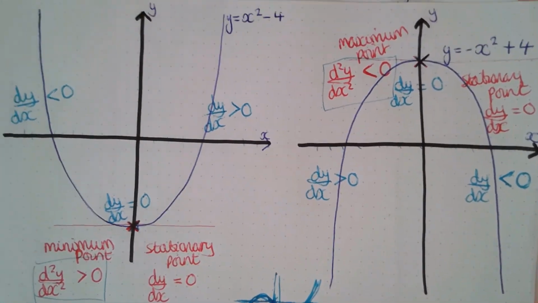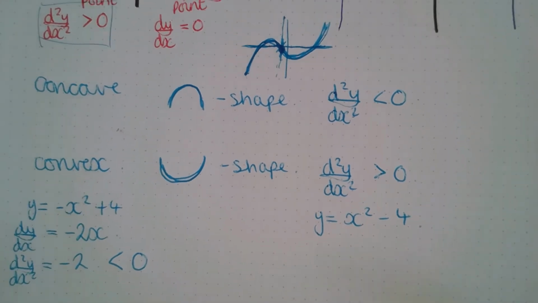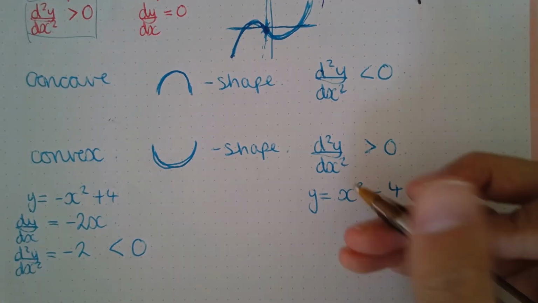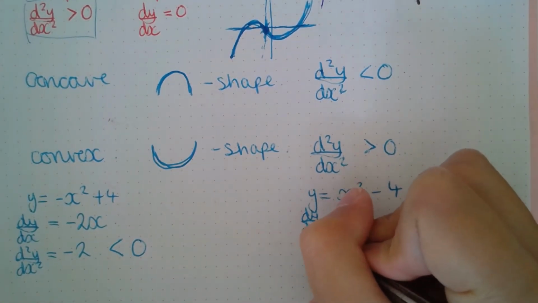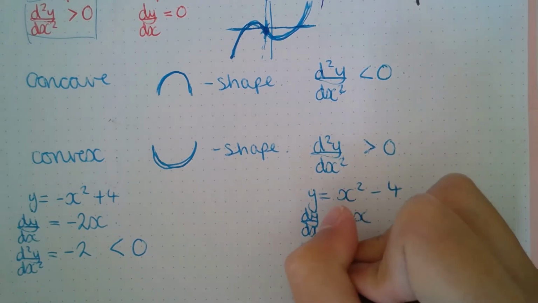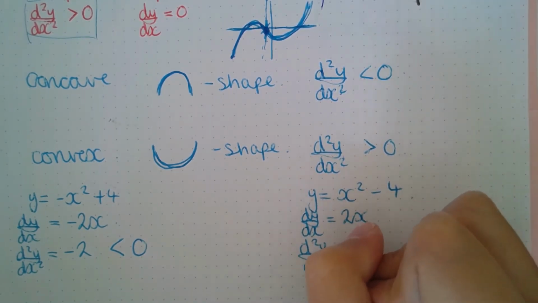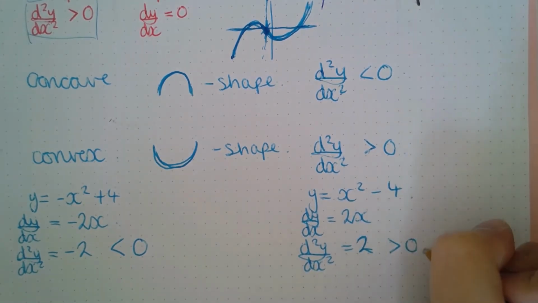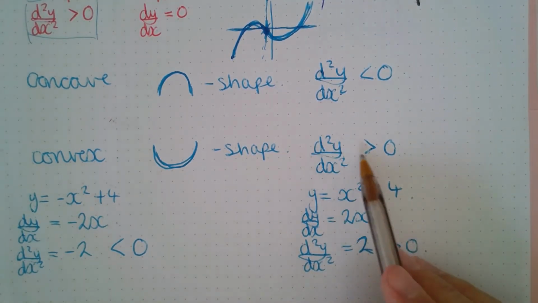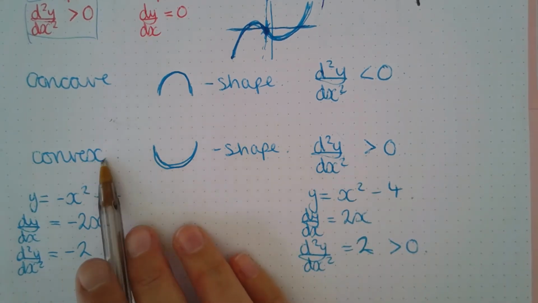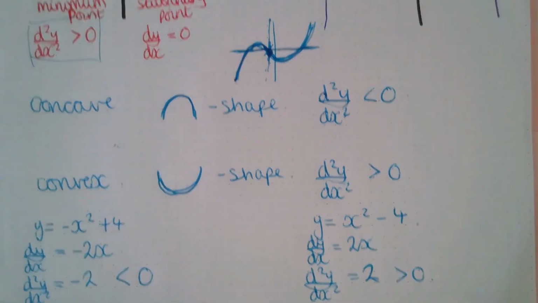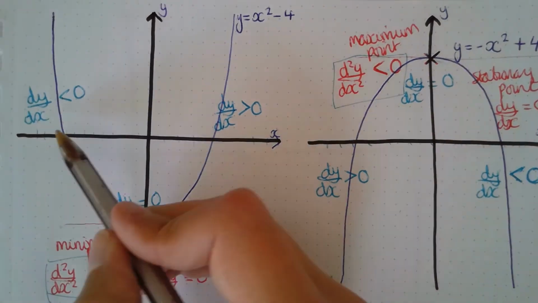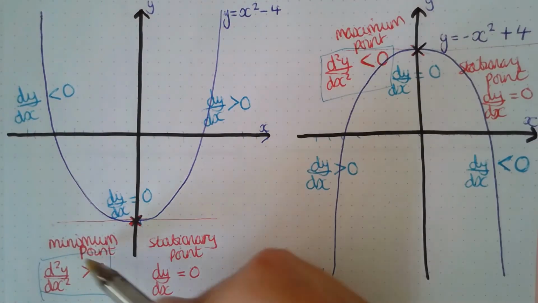For the next one, y equals x squared take 4, our first differential is 2x, our second differential is 2, and 2 is always greater than 0. When my second differential is greater than 0, we have a convex, which is a U-shaped curve, and we can see for all values it's convex.